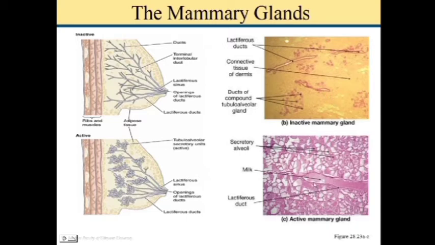If we talk about the active mammary gland, the mammary gland undergoes dramatic development during pregnancy in preparation for lactation. This development occurs under the influence of estrogen, progesterone, prolactin, and human placental lactogen. In the first half of pregnancy, the intralobular ducts rapidly proliferate and form buds that enlarge into acini.